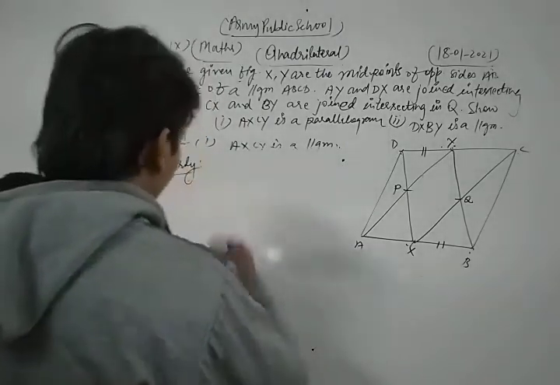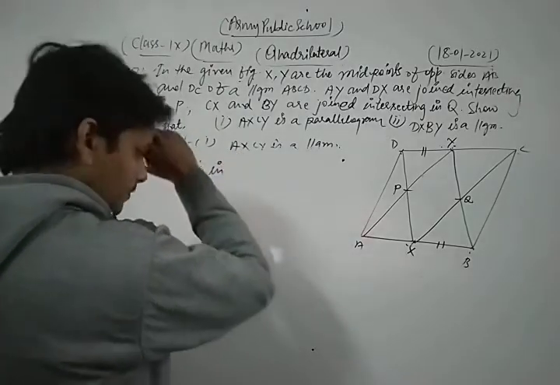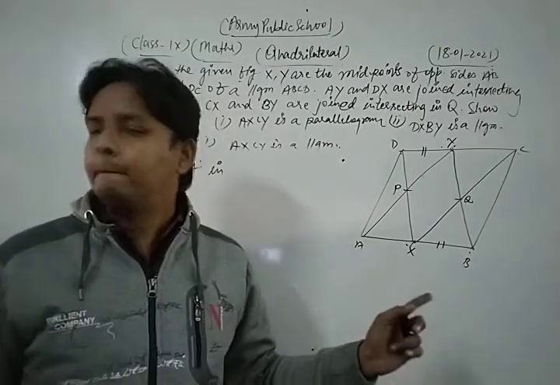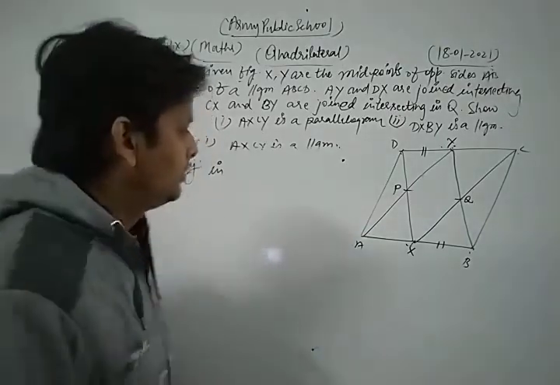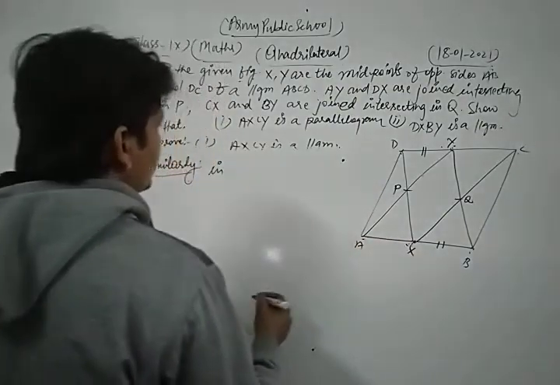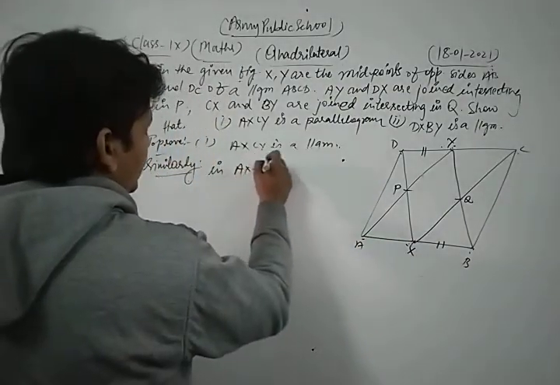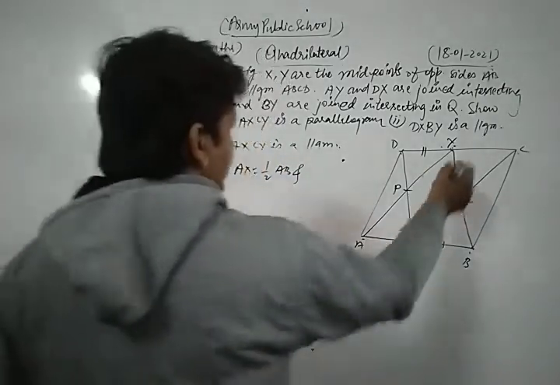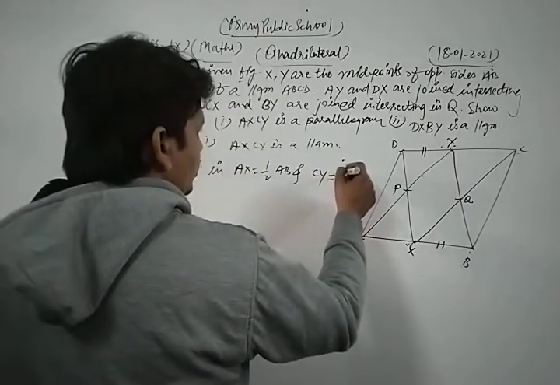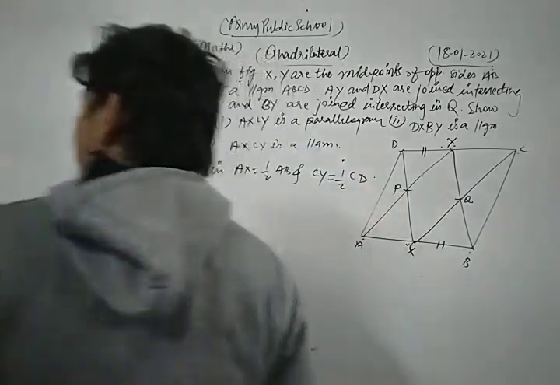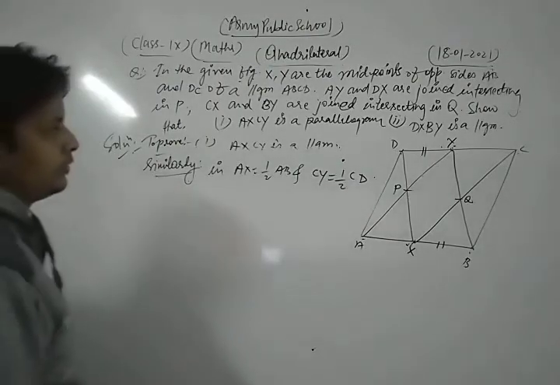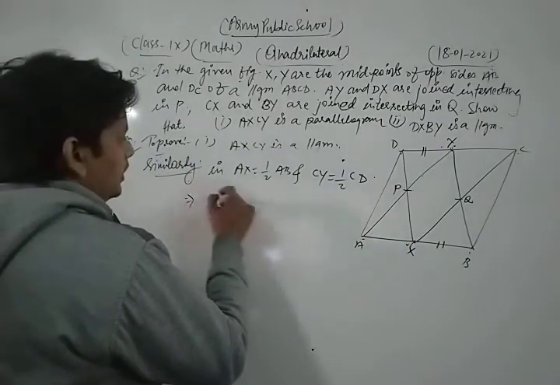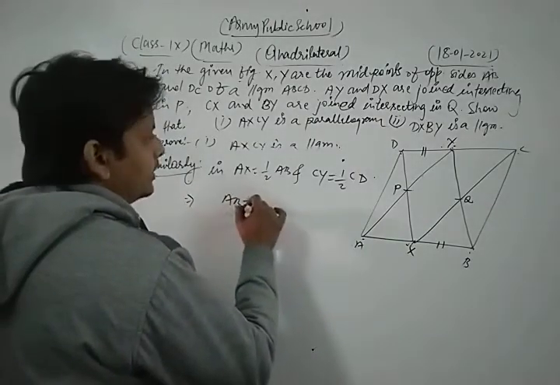Similarly, dear friends, similarly in the figure, let's see. AX is equal to what? AX is equal to half of AB, and CY is equal to what? Half of CD. Okay, dear friends, and also AB is equal to CD.